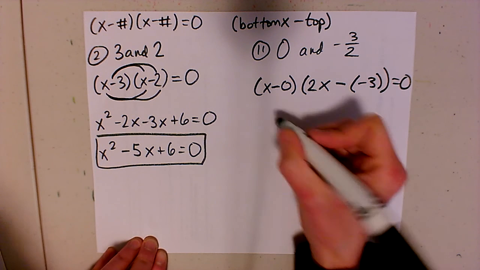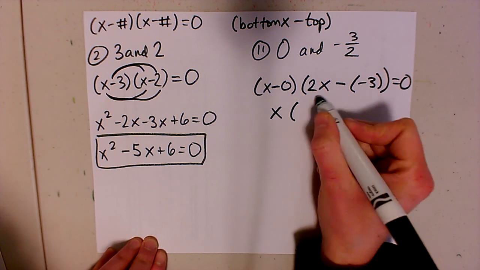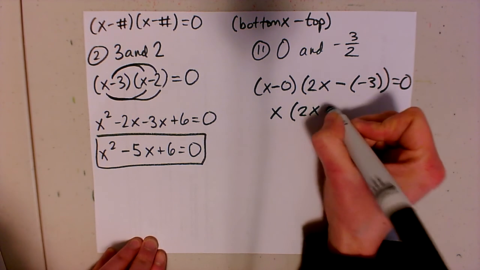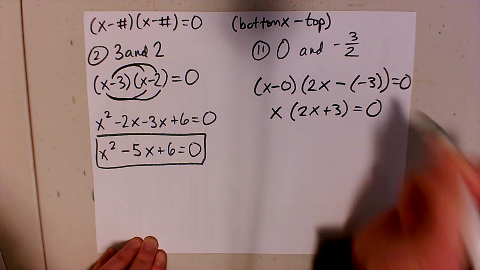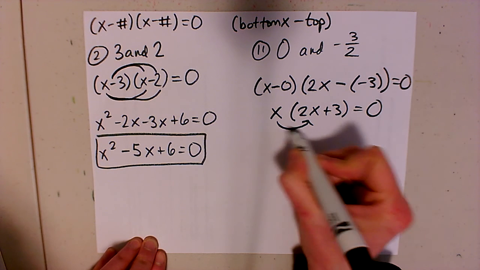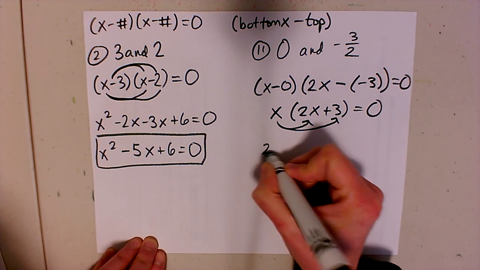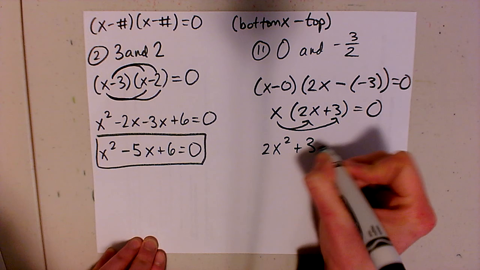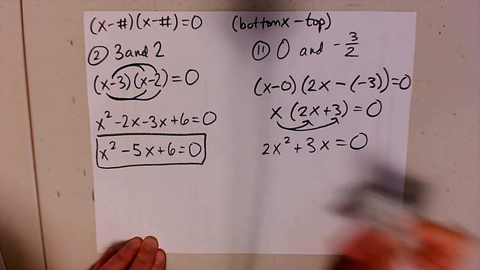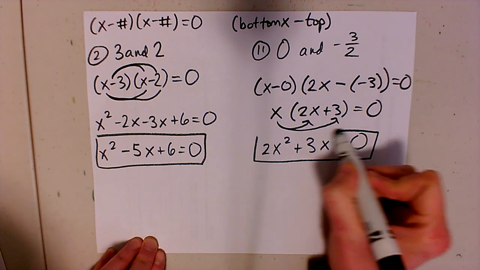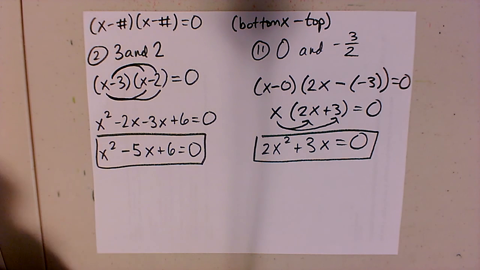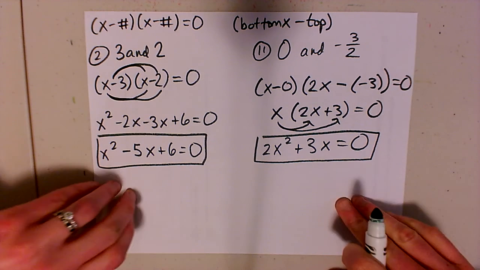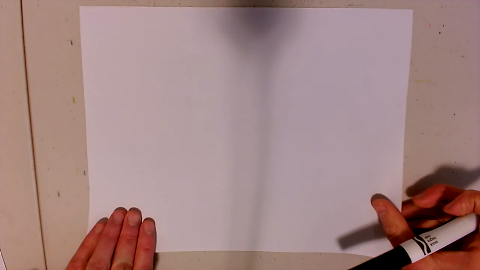So simplifying this, well, this x minus 0 turns into just x, and then what we have in parentheses here will become 2x plus 3. So now we can take this x and distribute that across, so I'll get 2x squared plus 3x is 0, and that's as far as we can go for that, for number 11, and that would be our answer there. So we have 2 more to finish up.